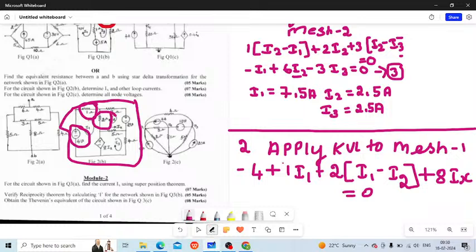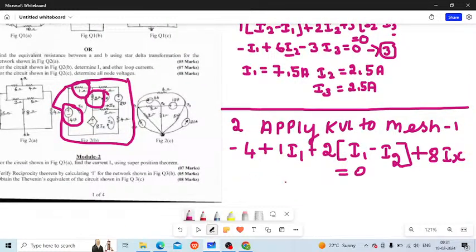Now we have to simplify this equation. If I simplify this equation, I get I1. Here itself it is I1 and 2I1. So what is I1 plus 2I1? This is I1 positive, this is 2 into I1. So I1 plus 2I1 is 3I1. Right? So I'll just push it forward. It is 3I1, so minus 4 plus 3I1. I hope you got it, right?